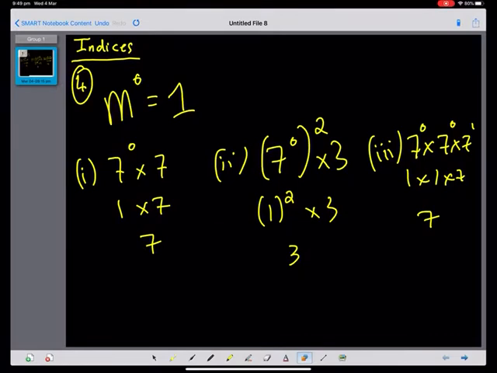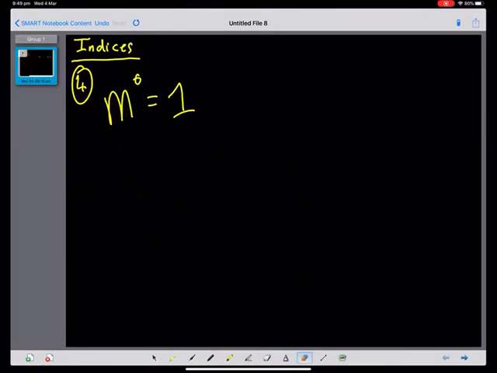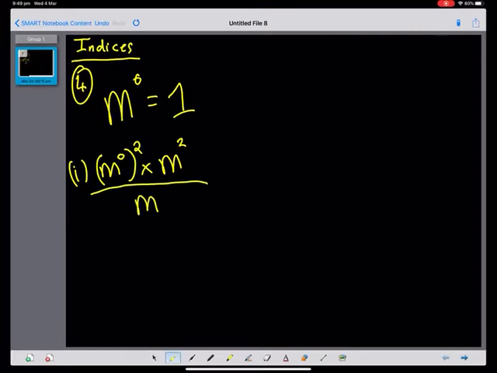Okay, so let's look at some examples. Let's do 4 examples here using m to the 0. So let's do m to the 0 squared multiplied by m squared, all divided by m to the 0. Let's have a 2. Let's do y to the 0 multiplied by 7, all divided by 7 times y to the 0.